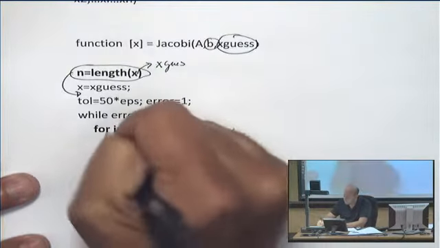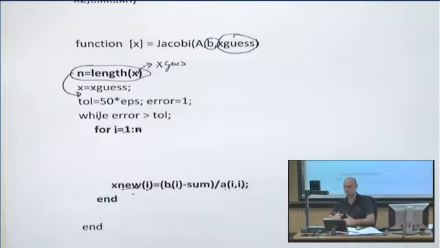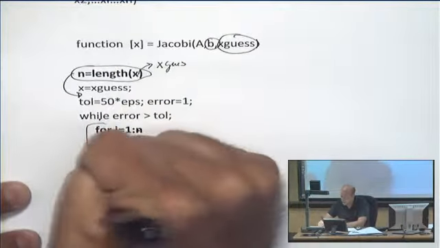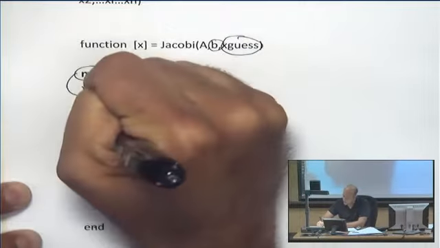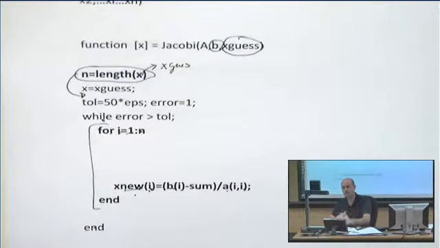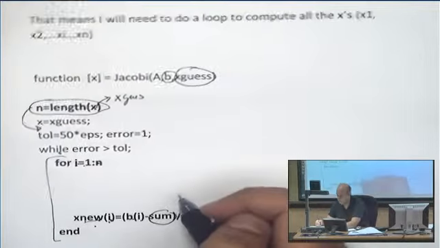So this is a for loop within a while loop. Remember, we're iterating through iterations. In iteration 1, I calculate all my x news, and then I stop, and then I go to iteration number 2, and I do it again, and then I stop, I do iteration number 3, and so forth. That's how the method works. So this is really the main part of my code. Now, what is the sum equal to? Let's figure that out.